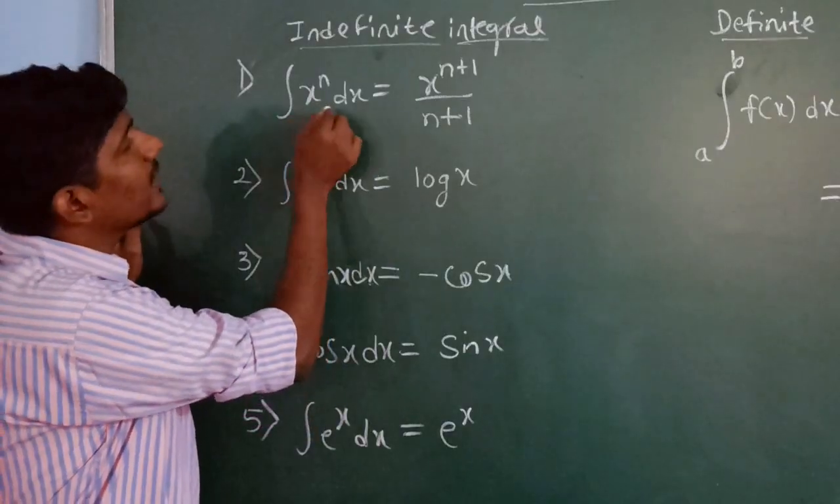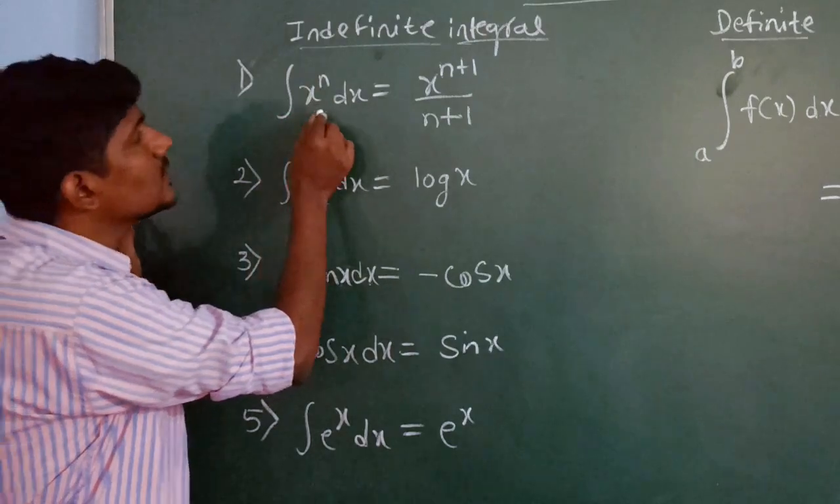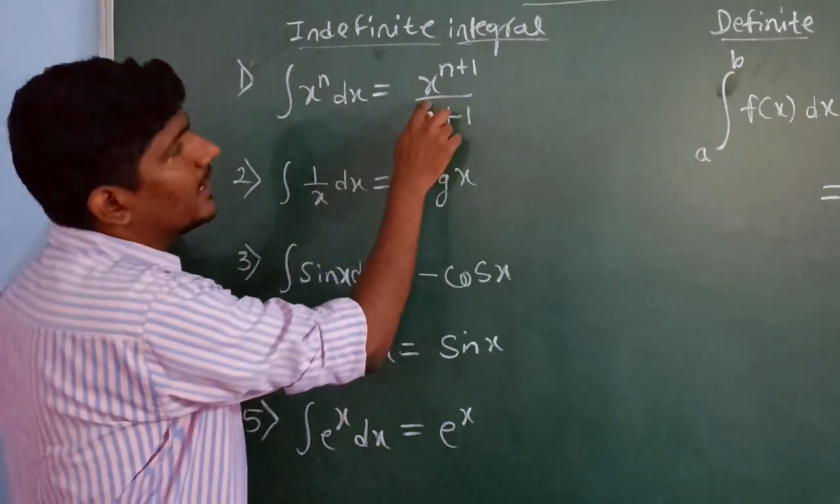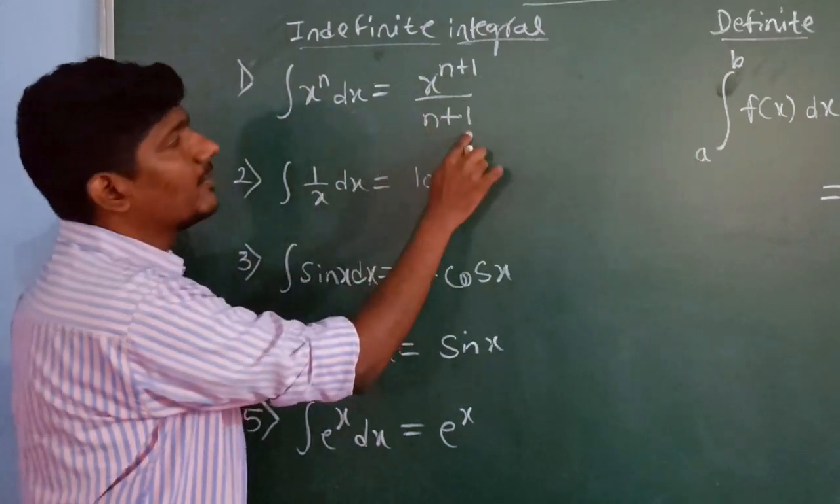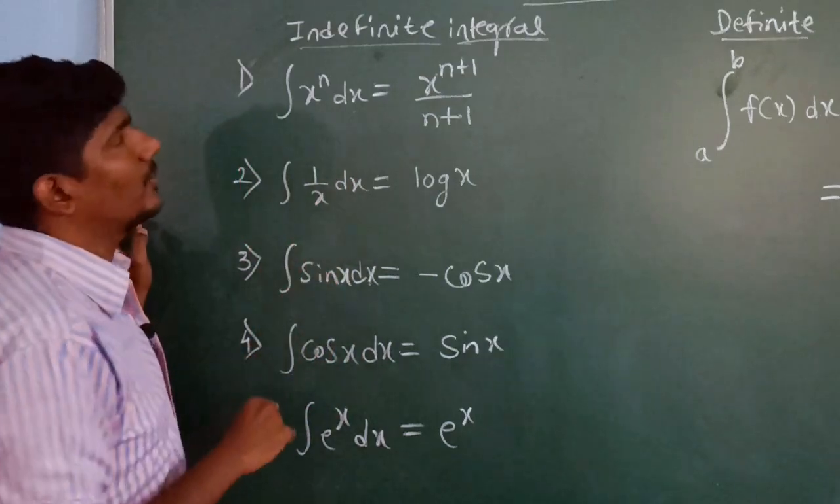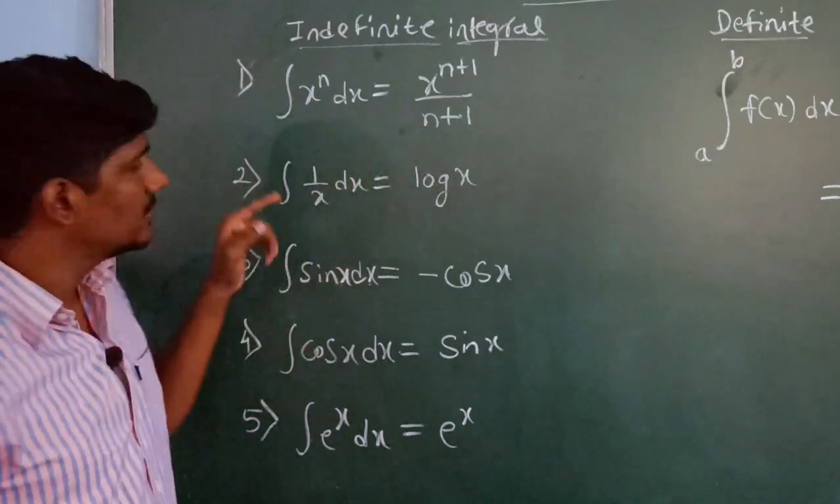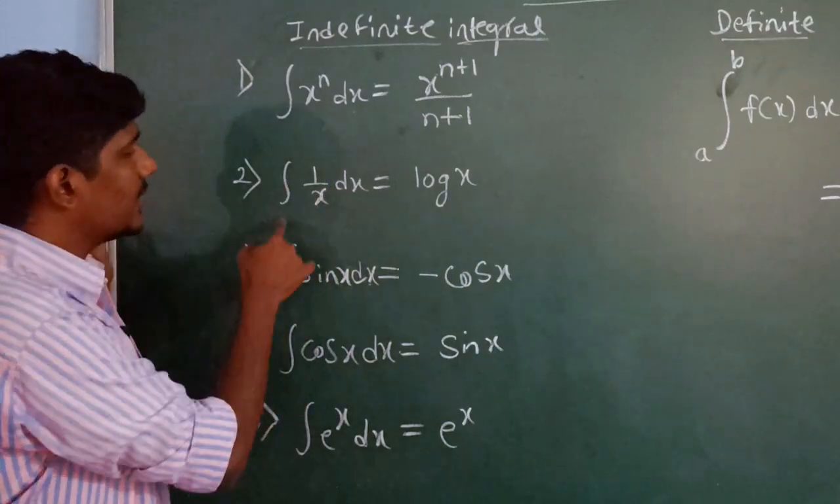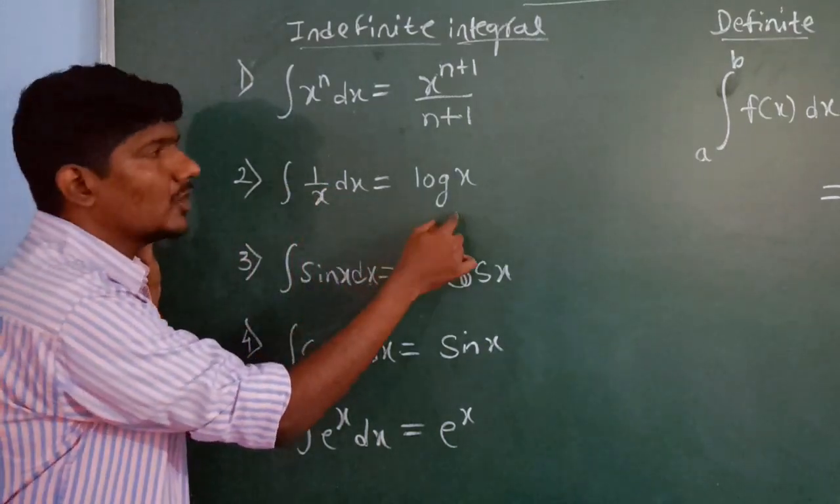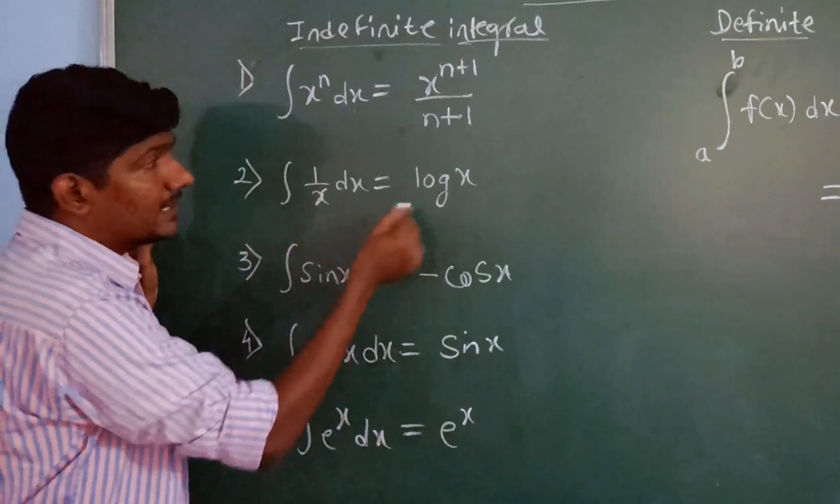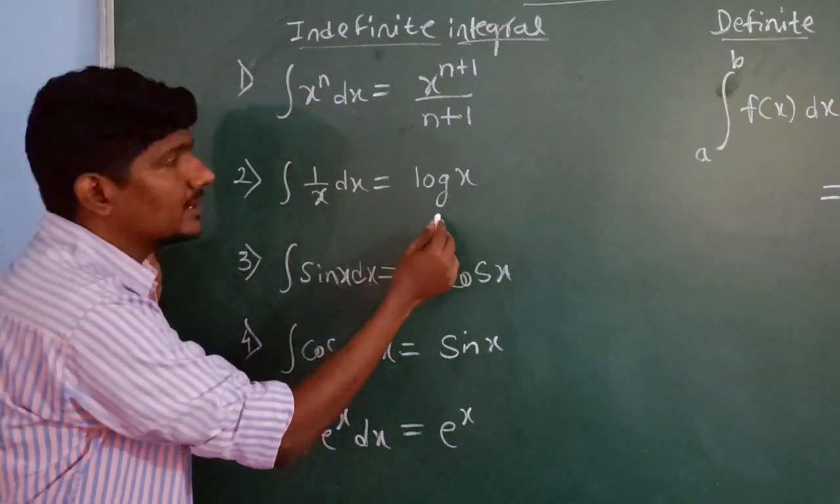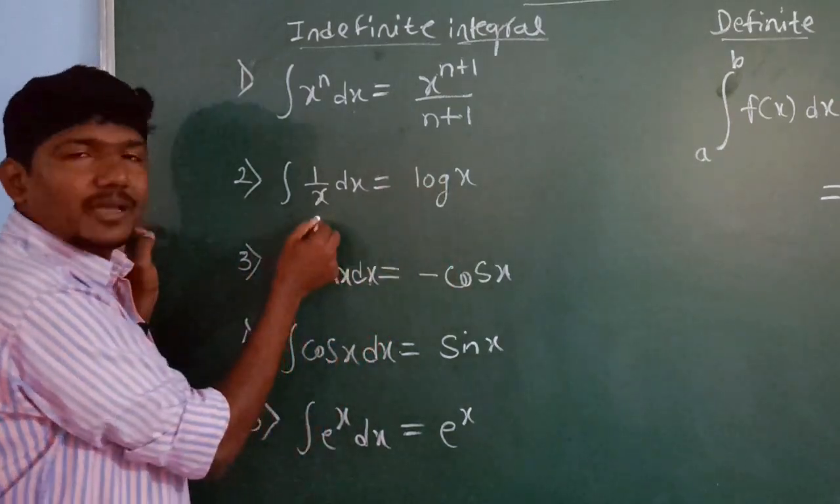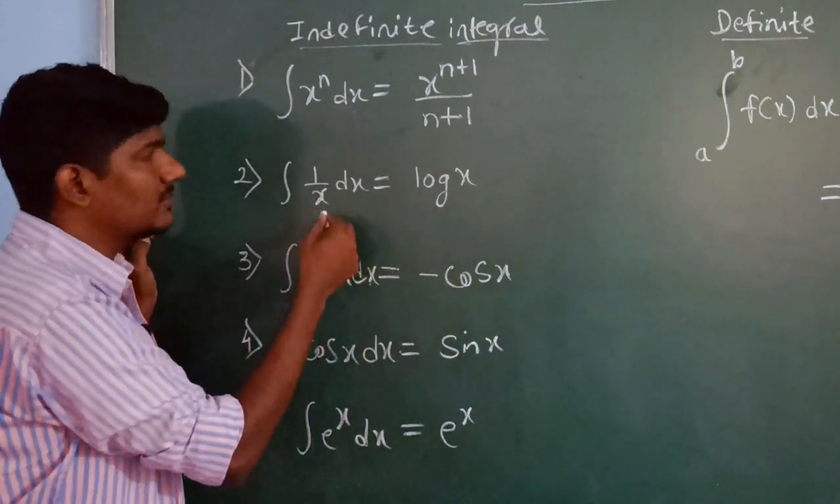Now the integration of x raised to n dx can be written as x raised to n plus 1 divided by n plus 1. This is the first formula and it is very important. Next, the integration of 1 by x dx is log x. I think you may remember from differentiation: the differentiation of log x is 1 by x. So here we have the same concept.